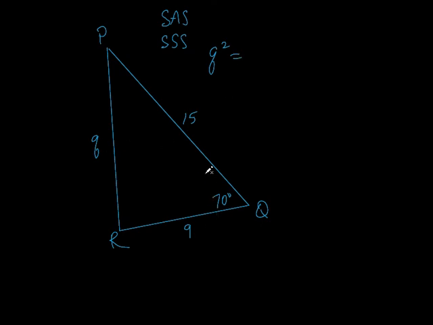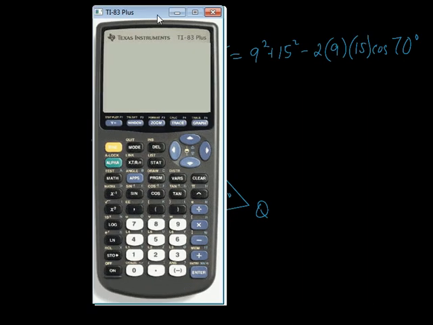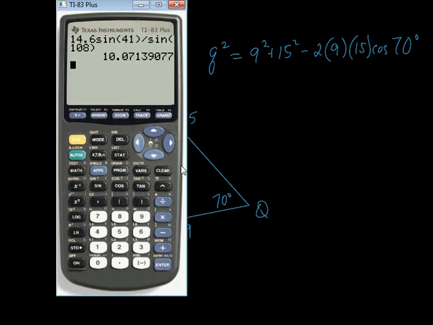So q squared, I'm using law of cosines. So it would be q squared equals 9 squared plus 15 squared minus 2 times 9 times 15 times the cosine of the angle, which is 70 degrees. There it is. I'm just ready to use a calculator right now. I just plugged stuff into my formula. Now I can use the calculator.